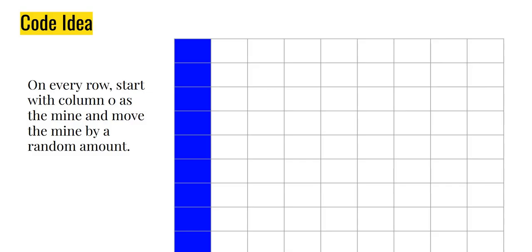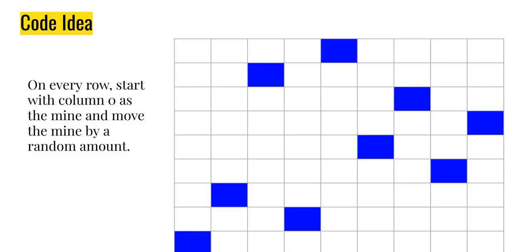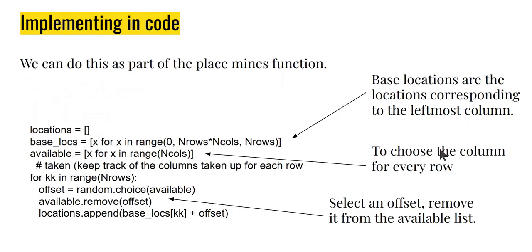Now, having done this, I will basically move these mines to random positions along every row. So basically, for example, they were all here to start with. For row number 0, I shifted by 4. For row number 1, I shift by 2, and so on and so forth. I just want to make sure that each of these gets a unique shift so that the placement is then correct. The way we do this in code is also quite interesting.